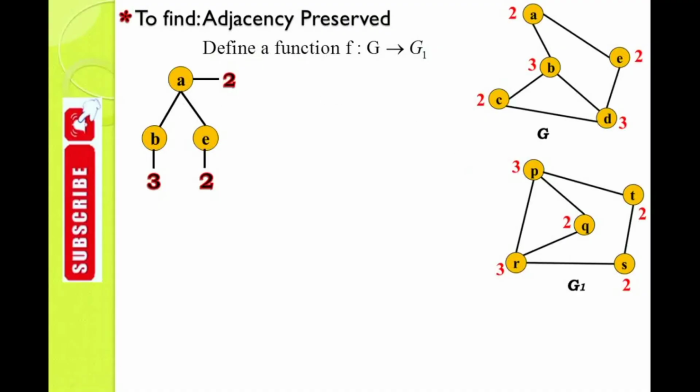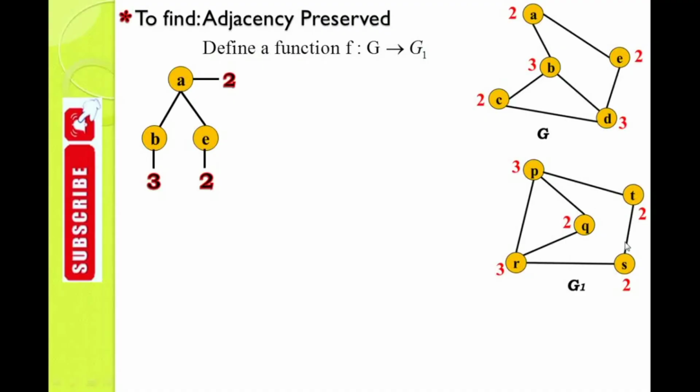Edge preserving and vertices preserving of the second graph. Coming to the second graph, we have to choose any one vertex that has degree 2. Here you see these three vertices having degree 2. You can choose any one vertex.